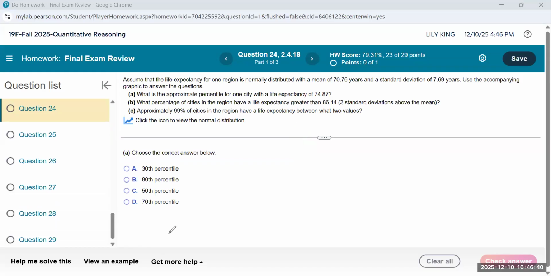All right, now here we have a normal distribution. First we need to find the approximate percentile for one region, or one city, with a life expectancy of 74.87. To find a percentile, we need to first find the z-score. So you convert 74.87 to a z-score. Use the z-score formula, which is on your formula sheet: x minus the mean, divided by the standard deviation. Your x is the data value you are converting to a z-score.